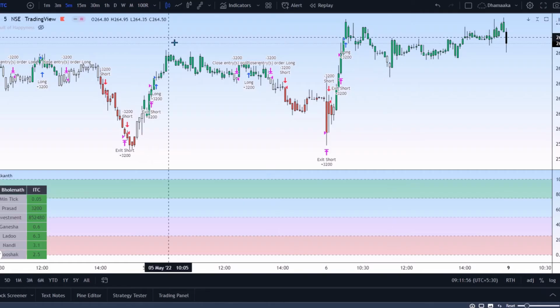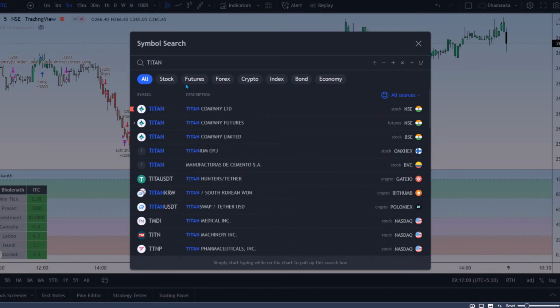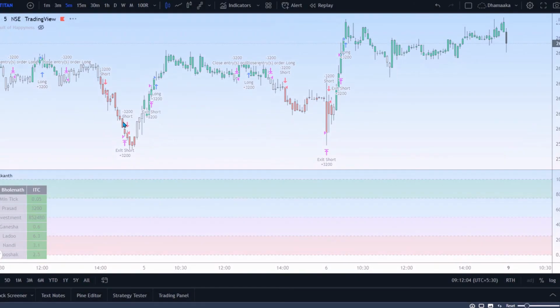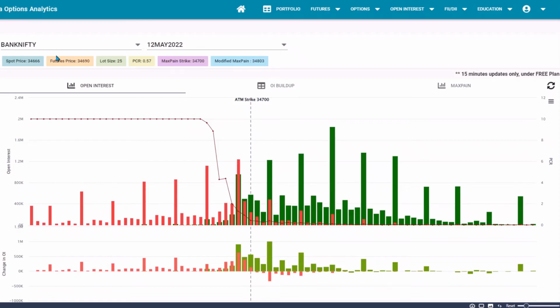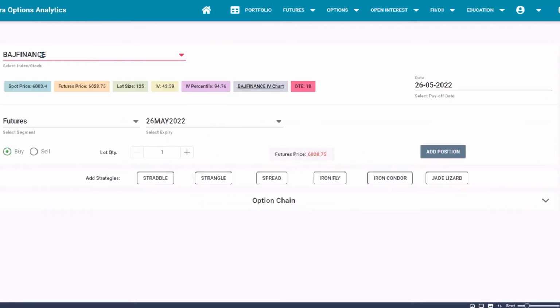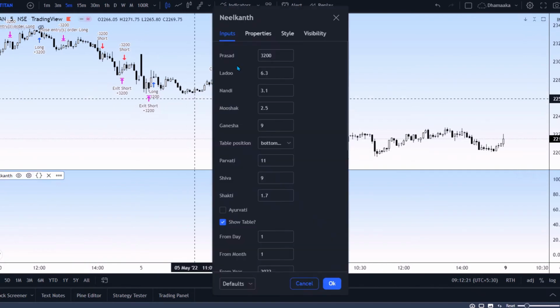You can see Titan, just covering different sectors here. So Titan lot size I don't remember. Let's go to Ostra, type Titan. It's 375. We come back here, we give 375. We check the Ganesha value.